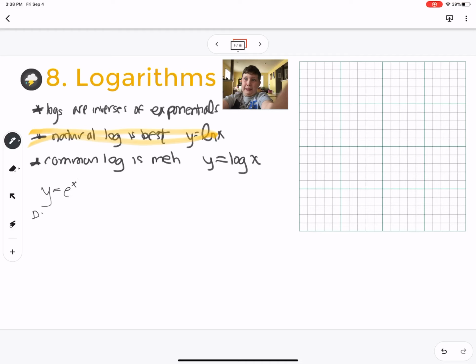Okay, so going back to the fact that they're inverses of each other. For y equals e to the x, we said in the last slide that the domain was all reals and the range was from 0 to infinity, exclusive. We had an anchor point, and that point was (0, 1).